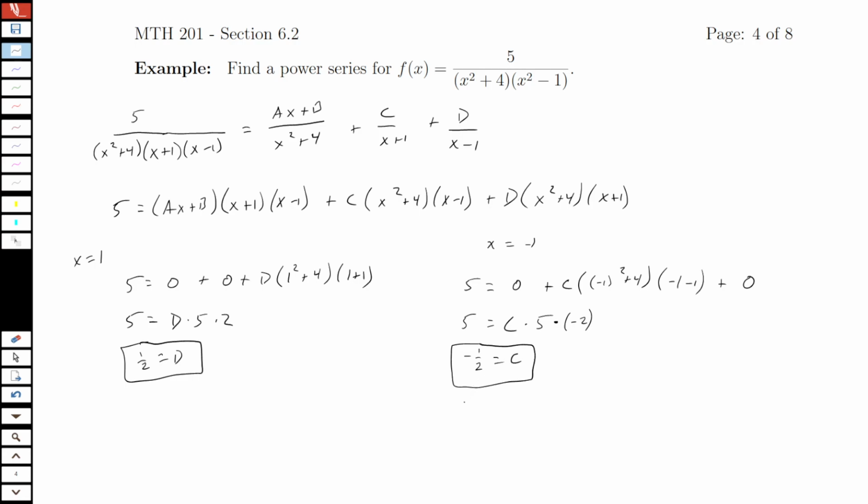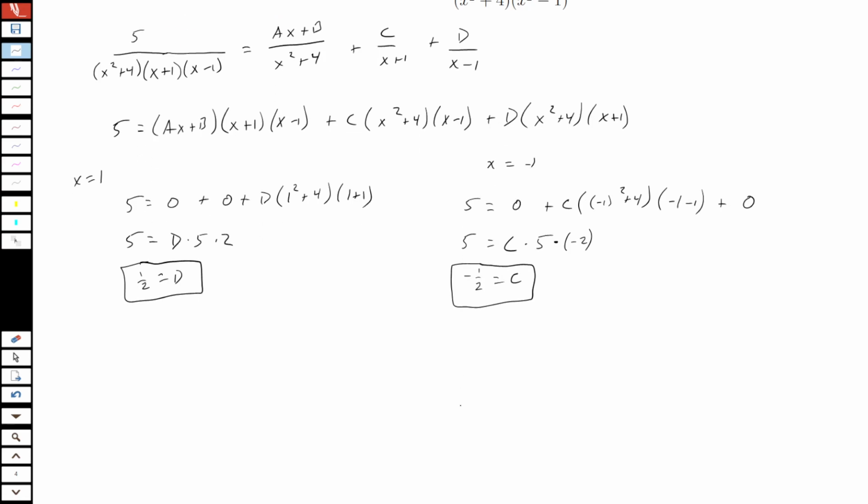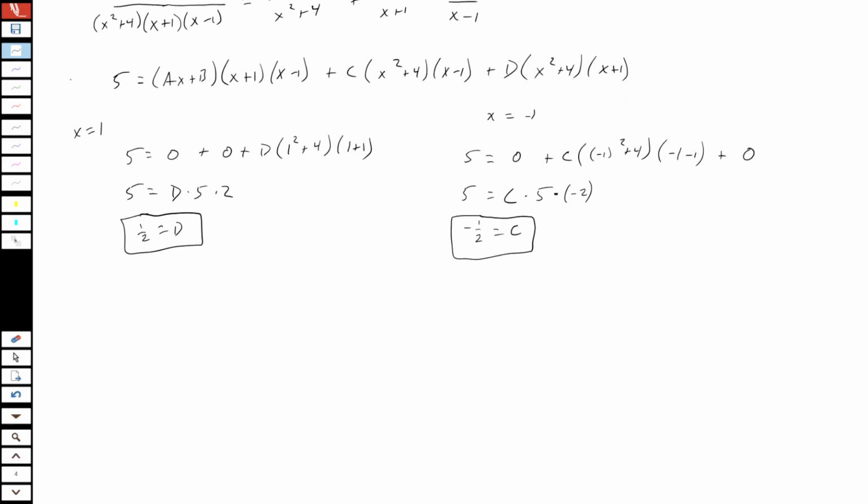Okay, I won't be able to get the a and the b with strategic substitution. So now what I think I'll do is maybe multiply this out and equate coefficients.